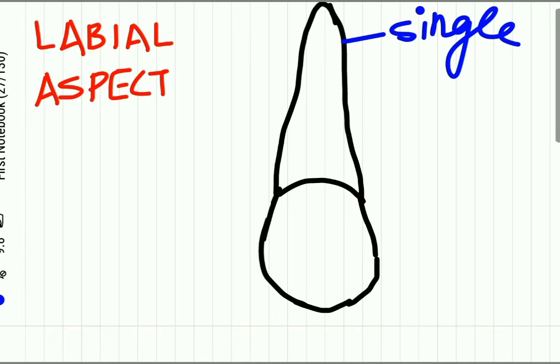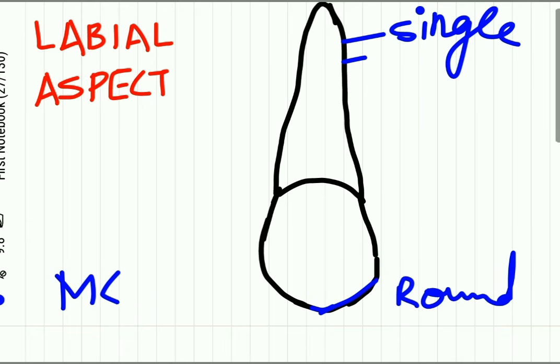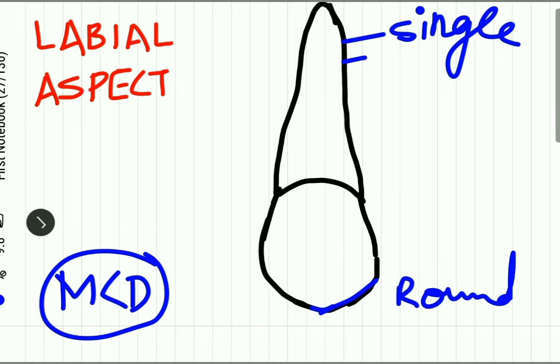Now, the root is almost rounded. Now, the buccal aspect: the buccal cusp is not as long as the first premolar. It appears to be more rounded and not pointed. The mesial slope is shorter than the distal slope. This is the characteristic feature of the maxillary second premolar which differentiates it from the maxillary first premolar.